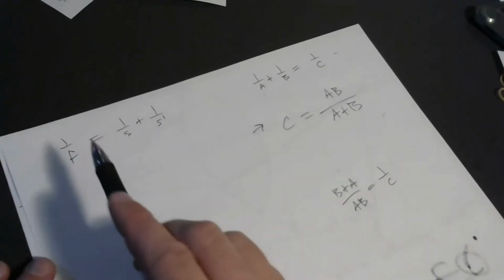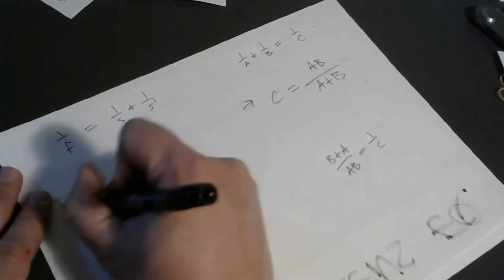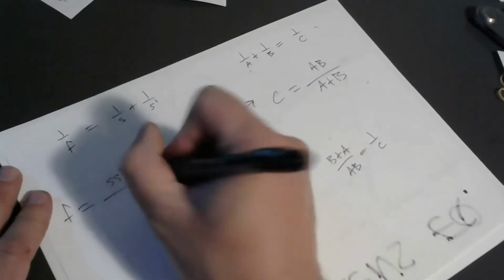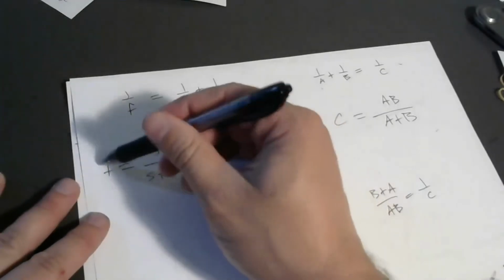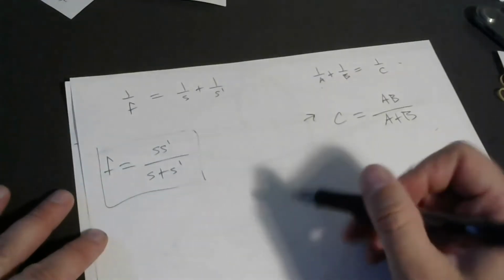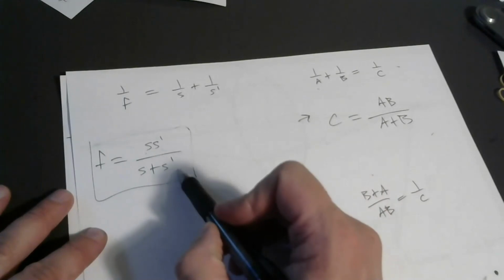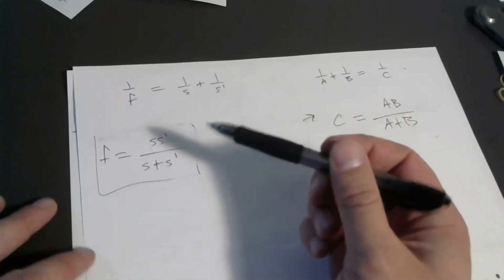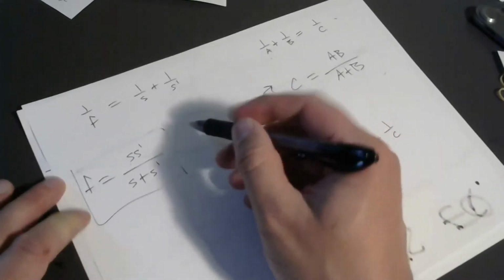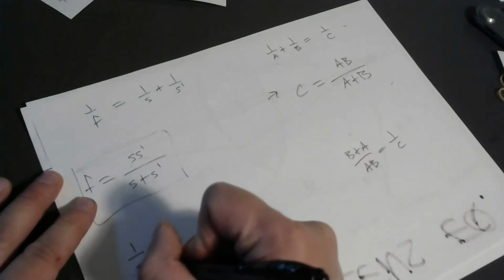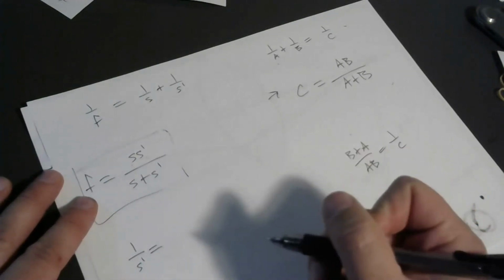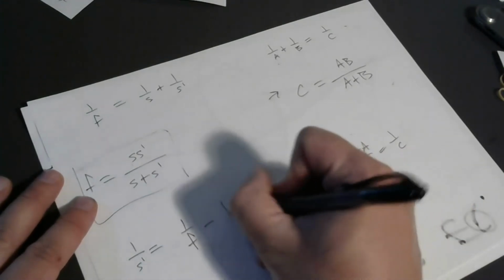You can apply the same thing here. F, the focal length, would be S times S prime over S plus S prime. I often find this easier to work with because sometimes these numbers are just integers and you can almost do it in your head. So just be aware that there's another way to evaluate that. Very often, instead, we're looking at something like this. 1 over S prime is equal to 1 over F minus 1 over S.